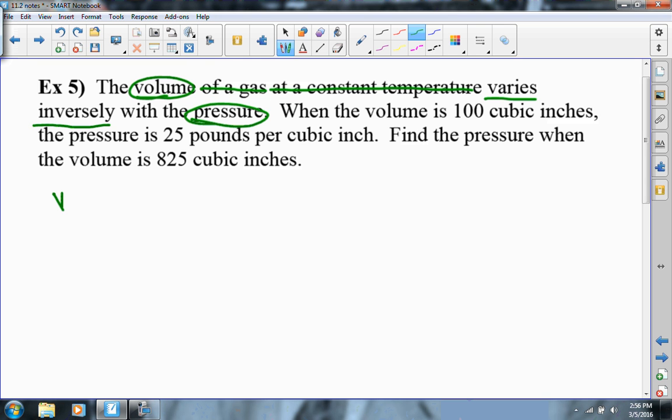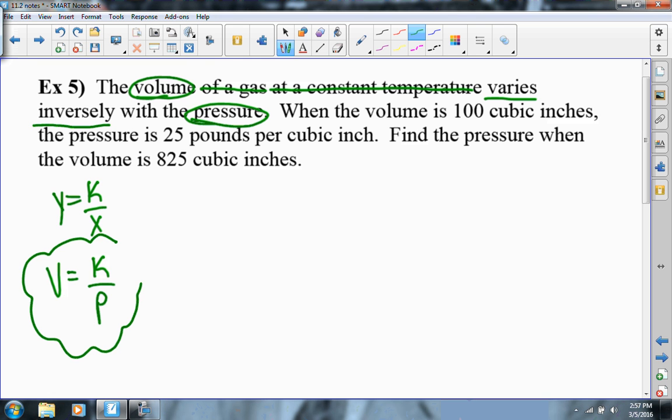So instead of using y equals k times x for inverse variation, I'm going to make my first variable a V for the volume, and I'm going to make my second variable a P for the pressure, so that it goes in order here. Instead of y and x, I'm going to use V and P, so it goes in the same order as y and x. So this is the equation that I'm going to be using in the rest of the problem now.